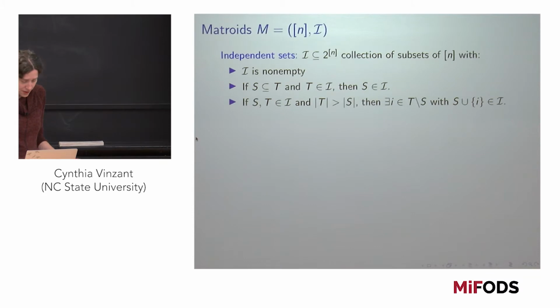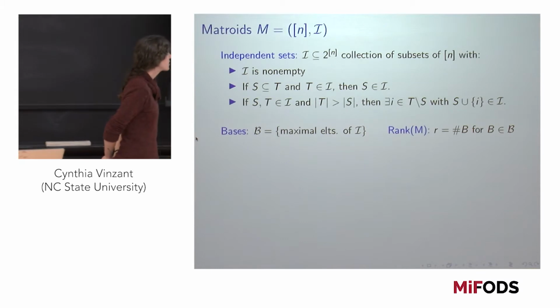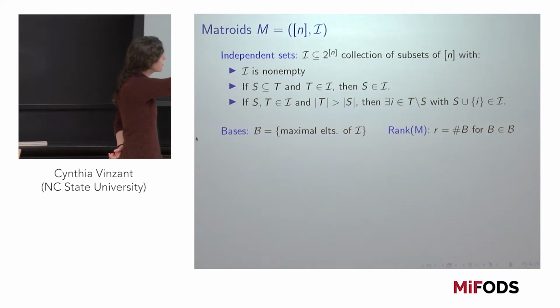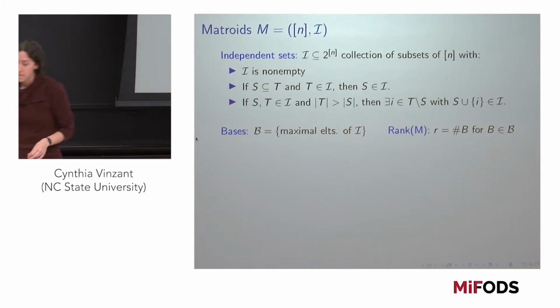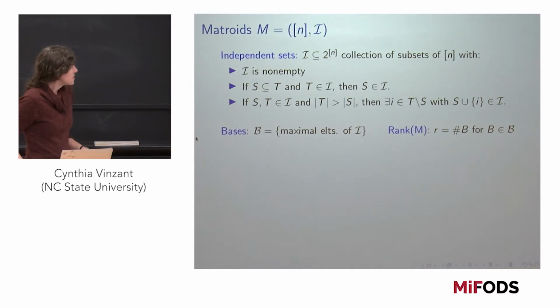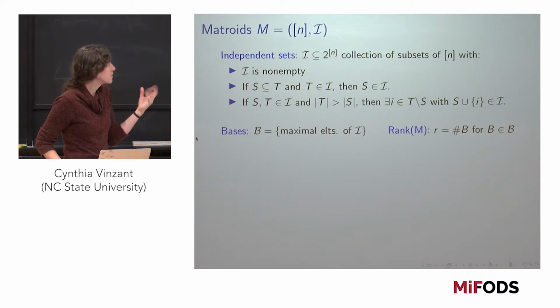And just to throw some more terminology at you, the bases are also going to be a collection of subsets of 1 through n, and they're just going to be the independent sets that are maximal under inclusion. And this third bullet point will show that any of the bases will have the same size, and that size is going to be called the rank of the matroid. So matroids are combinatorial gadgets that are trying to extract the combinatorics of independence from various examples.